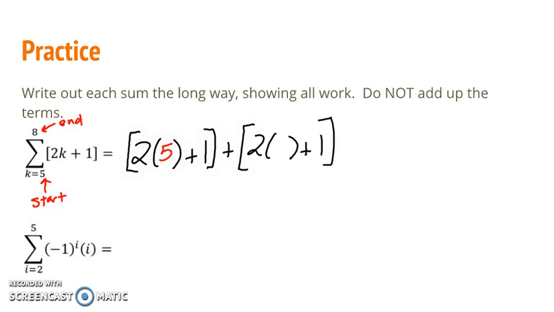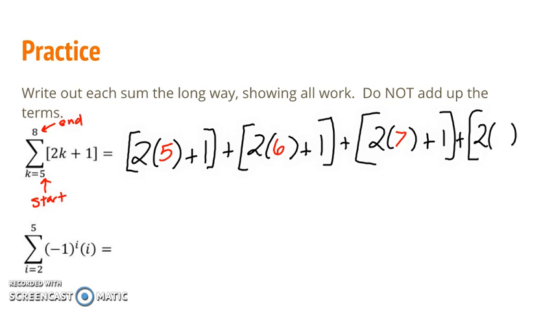What needs to go in the space on this one? Well, I had a 5, so now I'm going to have a 6, plus, I've still got 2 times k plus 1. What's my k value in this one? Well, it's going to be 7, plus 2 times 8 for this one. And you guys can see I've got a 5 in there for k, then a 6 for k, then a 7 for k, then an 8 for k. I know that I start at 5 and I finish at 8.